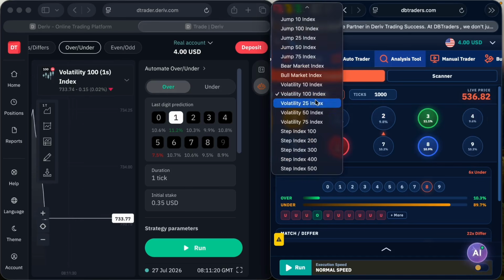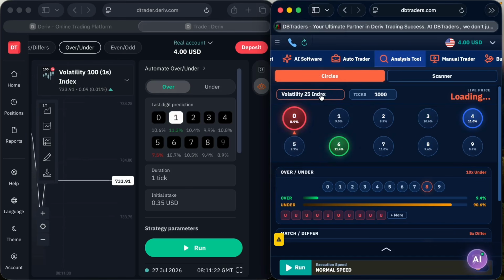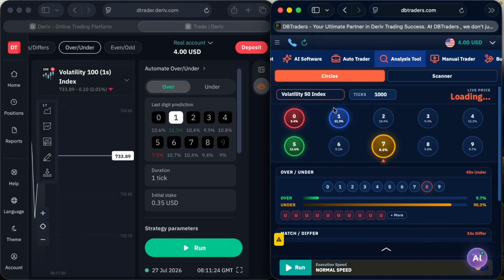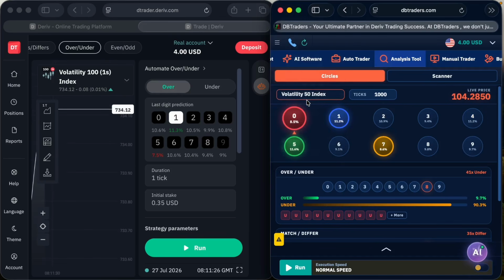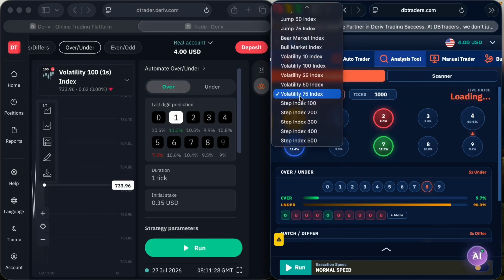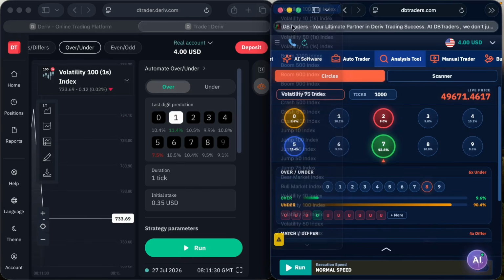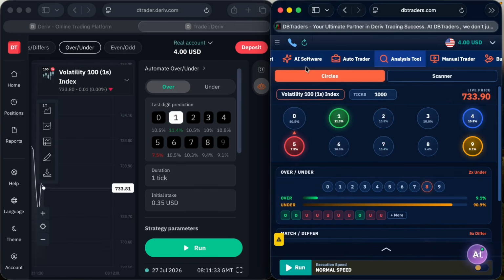Volatility 100, same case. All right. It seems now 1 and 8 are holding a bit of power, but the good thing about volatilities is that you have so many options to choose from. You can always go through them until you find the one that you want, okay?